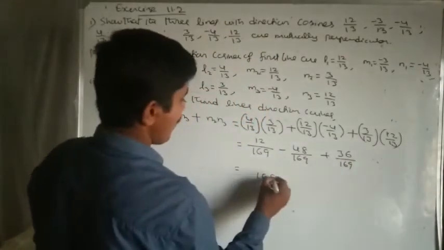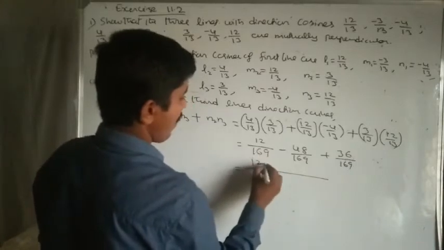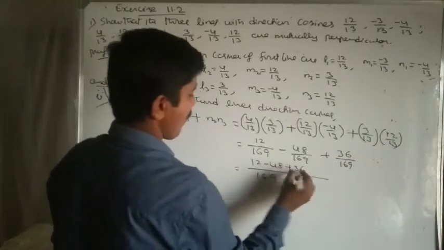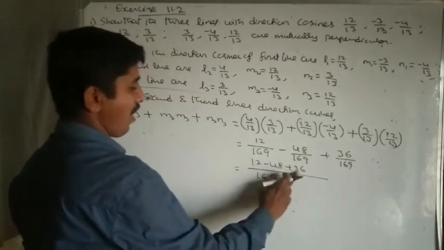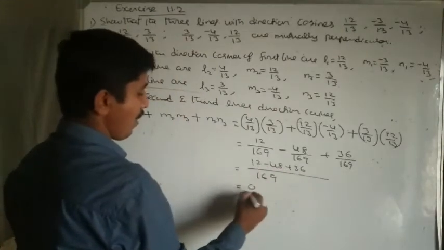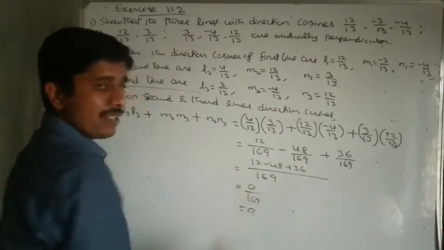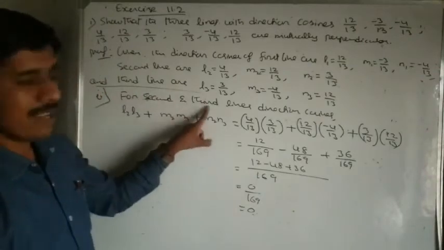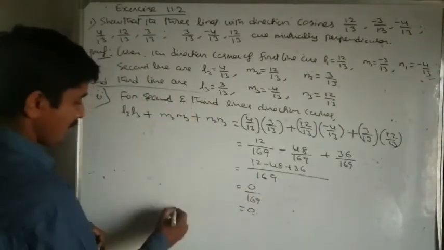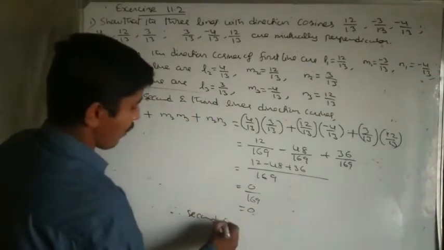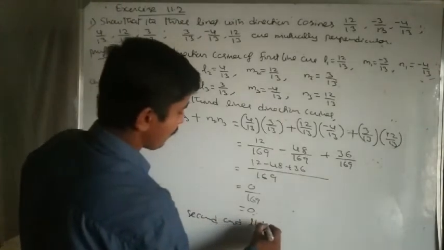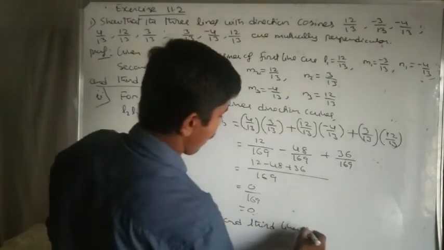So the 169 is the LCM. 12 minus 48 plus 36. 12 plus 36, 48 minus 48, 0. 0 by 169, 0. Therefore, here the second and third lines are perpendicular. Therefore, the lines are perpendicular. Second and third lines are perpendicular.